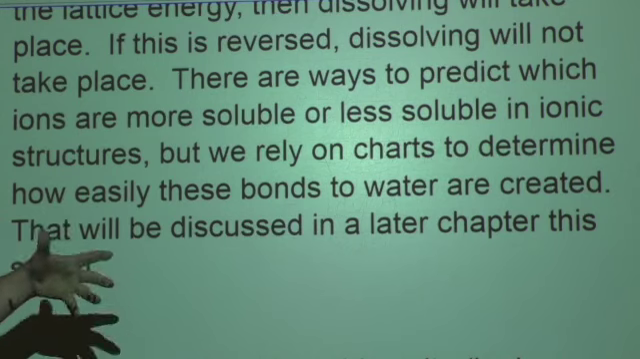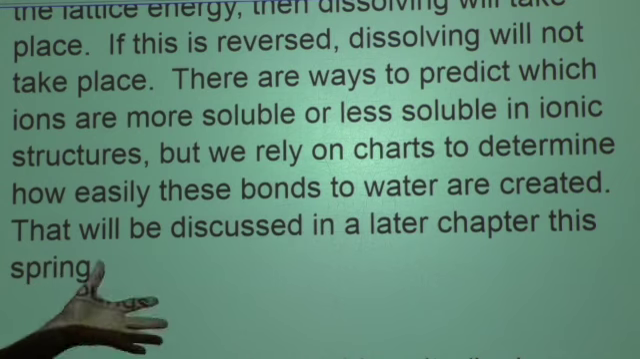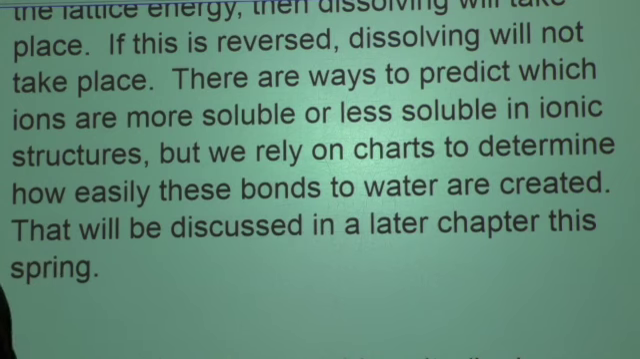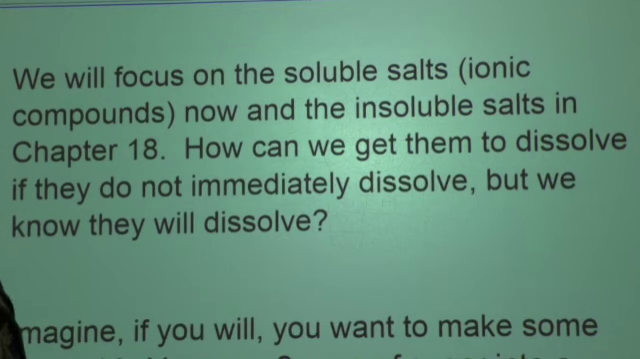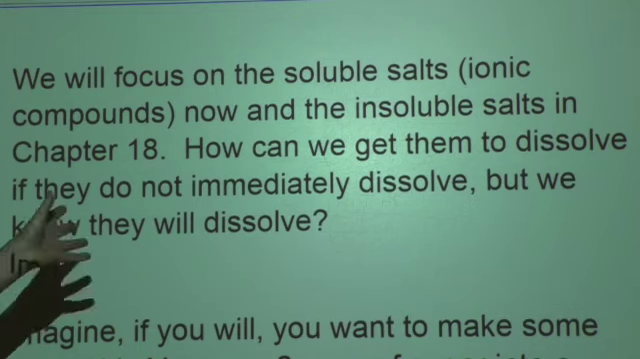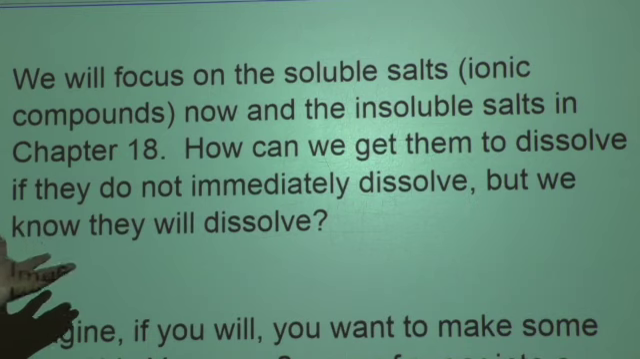There are ways to predict which ions are more soluble and less soluble in ionic structures, but we have charts that we look at for that, and we're going to discuss that in a later chapter, so that's not an issue. What we're going to be looking at is the ability of the ions to dissolve in water at different rates. So we're going to look at the soluble salts, not the insoluble salts, the ones like sodium chloride that will dissolve in water. And how can we get them to dissolve if they do not immediately dissolve? But we know that they will dissolve.